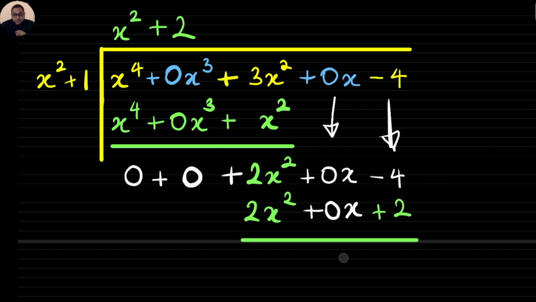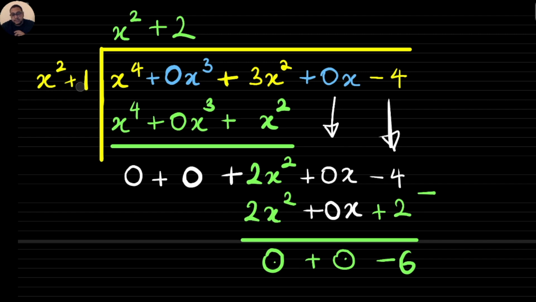I will now subtract the values respectively. I have 2x squared minus 2x squared, that will be 0. 0x minus 0x would be again 0. And lastly, we have minus 4 minus plus 2. Positive and negative would be negative. Hence, we have minus 4 minus 2, and that will be minus 6. You need to understand that negative 6 cannot be divided by x squared plus 1.